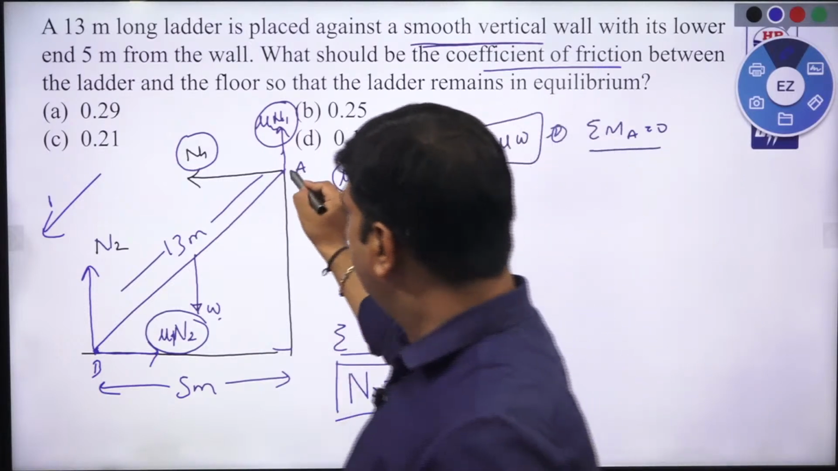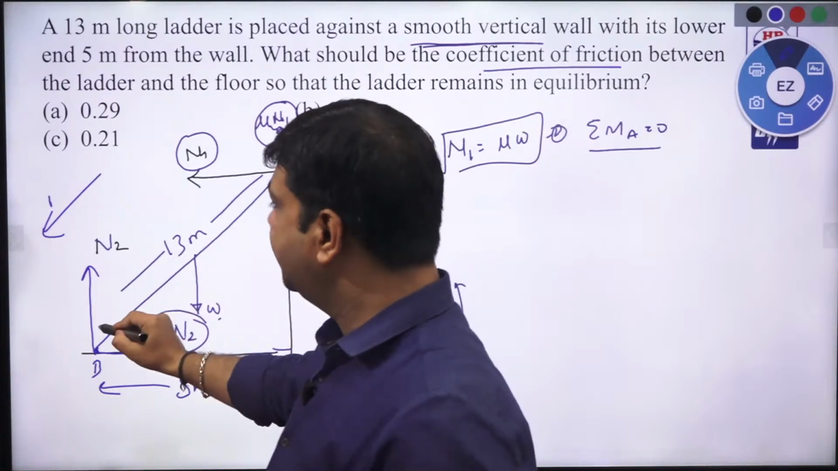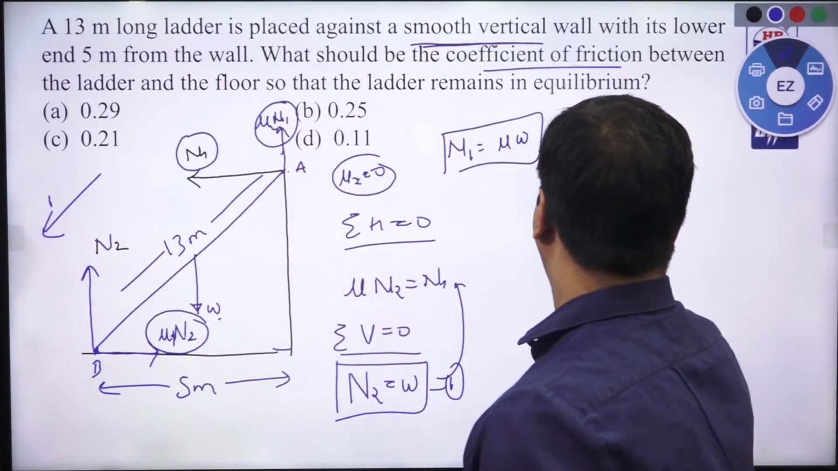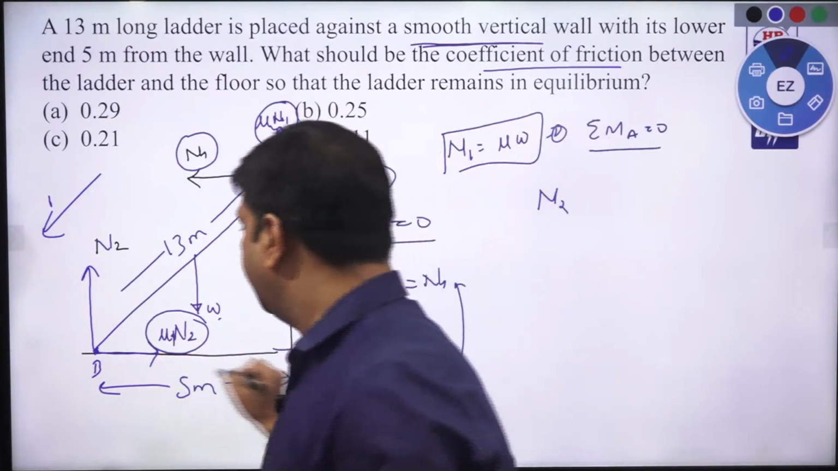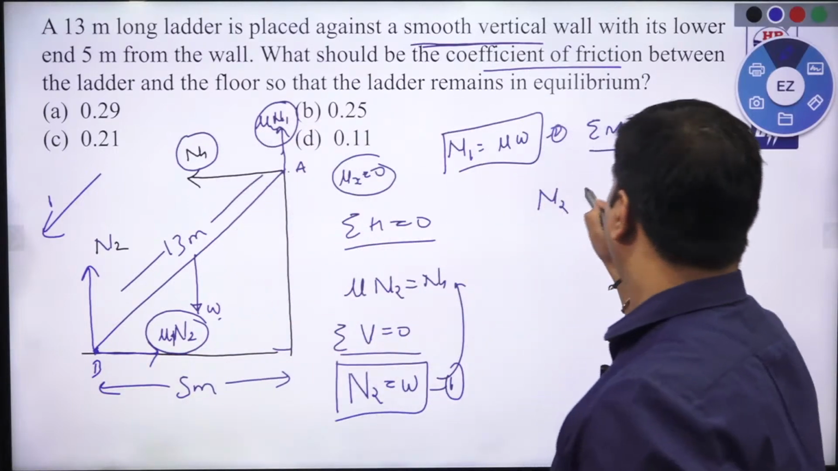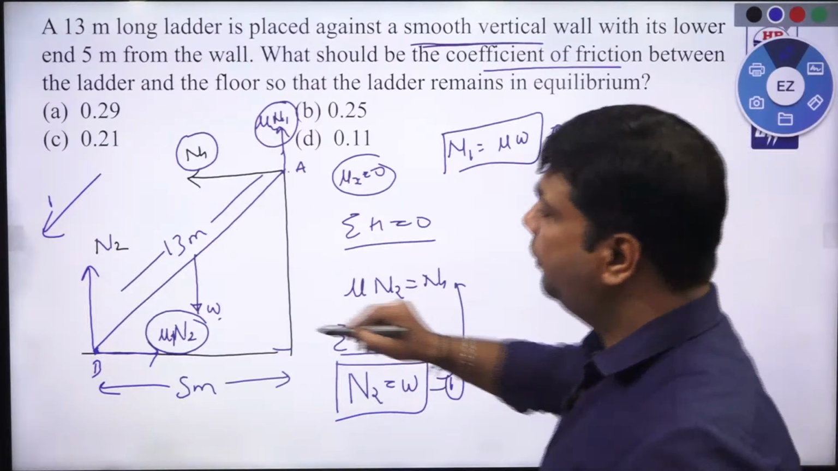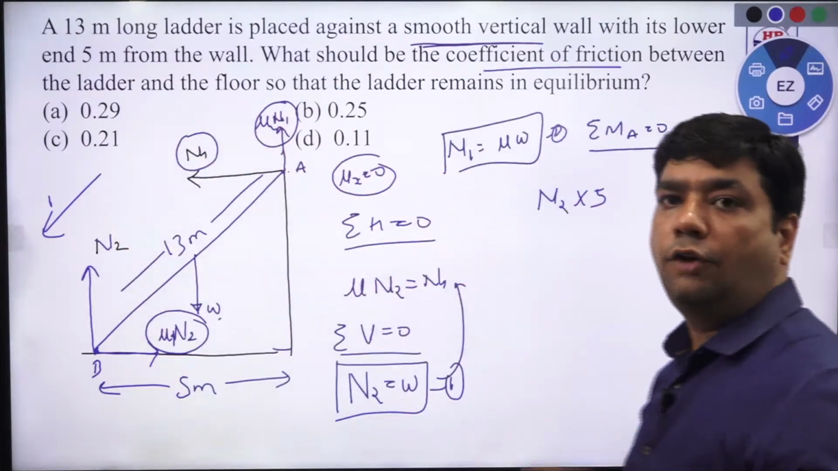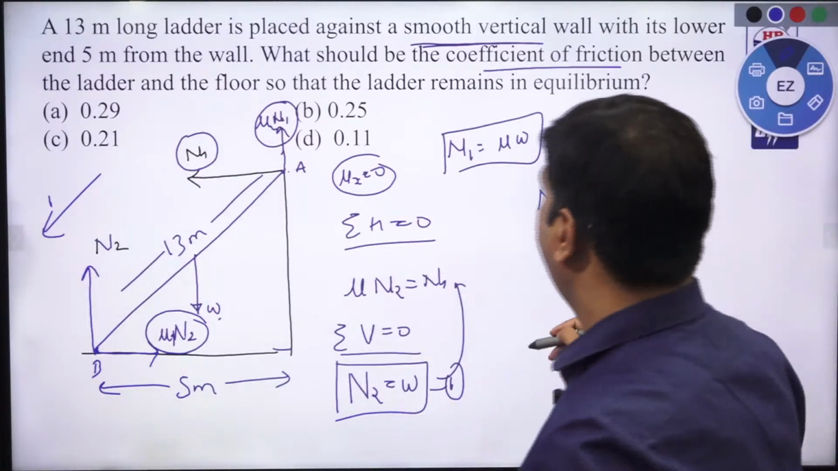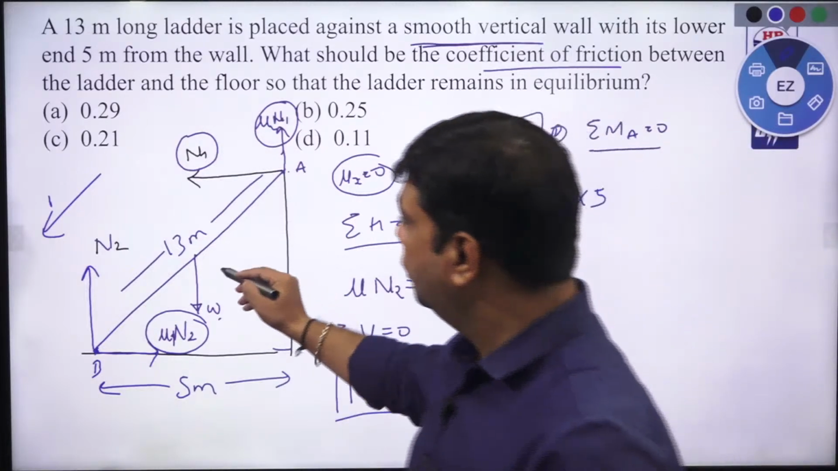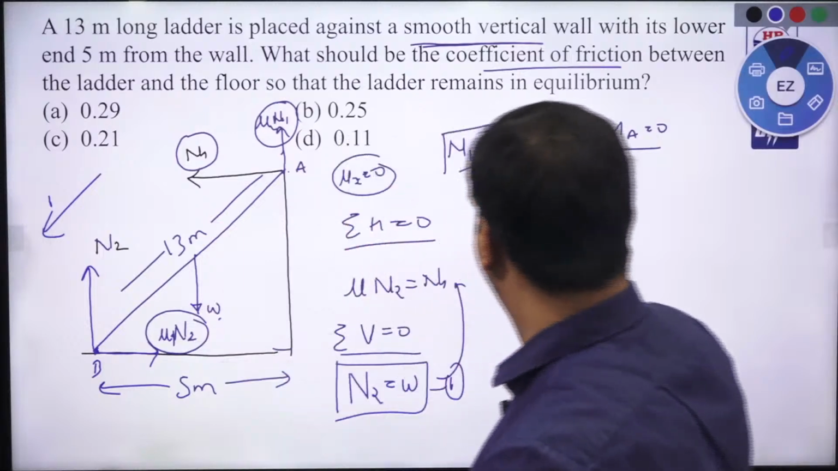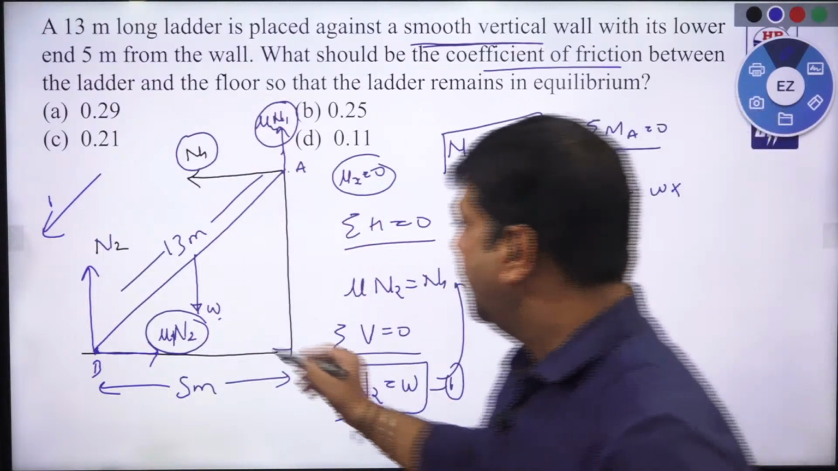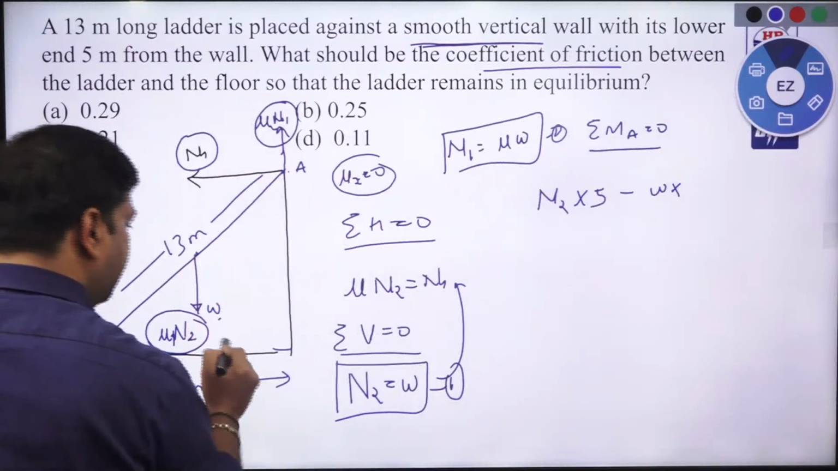So for the moment about A, first of all there is one force, N2. So N2 into the perpendicular distance, this one, 5 meter, so N2 into 5. This is rotating in a clockwise direction, and we are taking clockwise as positive. After that, there is another force, W, which is rotating in an anti-clockwise direction. So we can write W into the distance, which lies at the center, so the distance is 2.5.